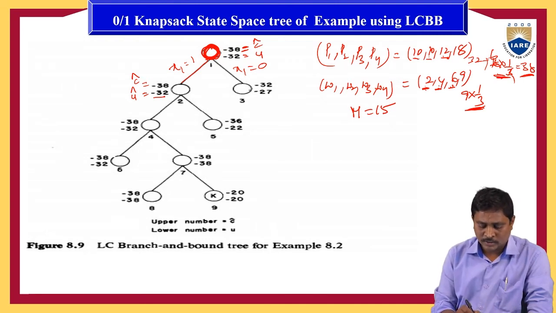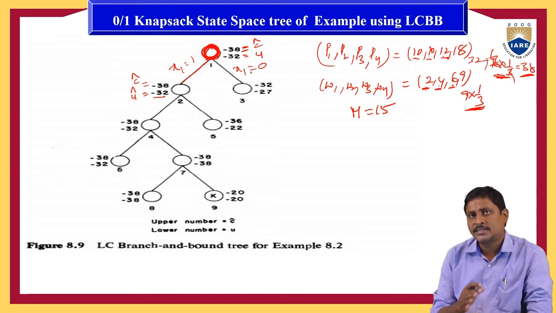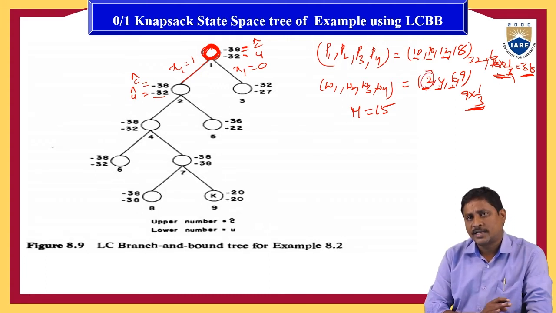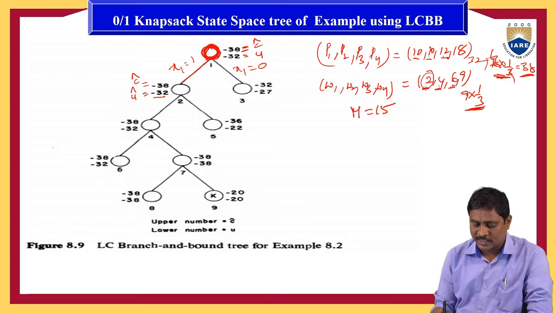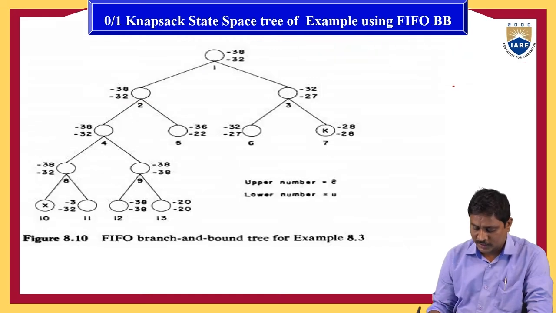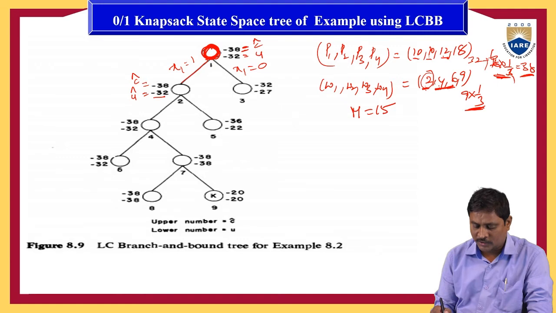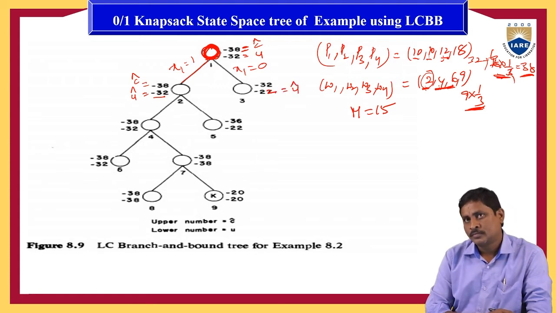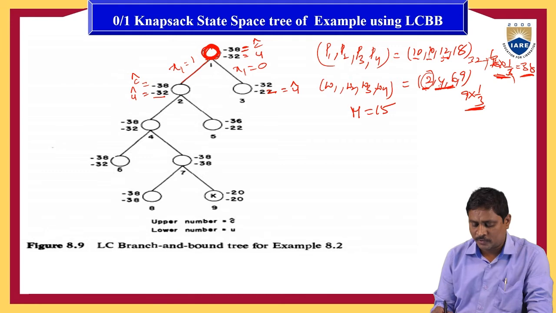Next, now x1 equal to 0 means we do not consider weight W1, the 2. Now 4 plus 6, 10. These two only we consider. Now 10 plus 12, 22, minus 22 is the upper bound. Next we find the lower bound. 4 plus 6, 10. From this one we take 5, so we multiply 9 with 5/9.